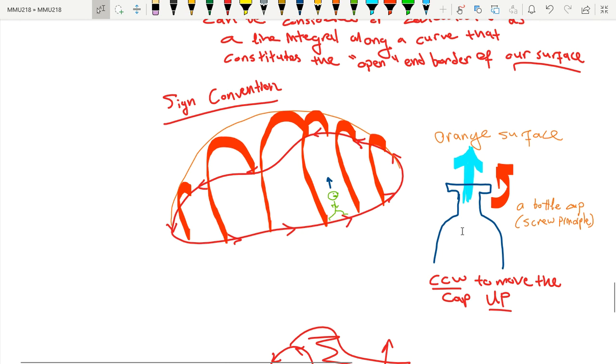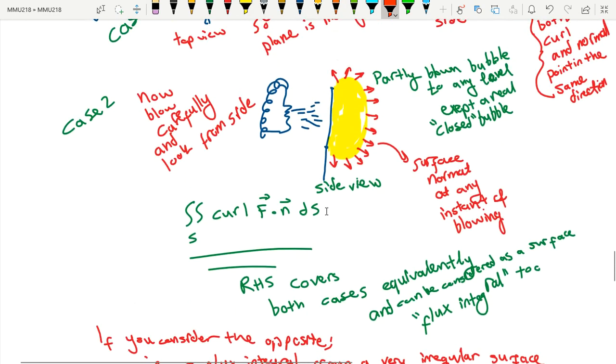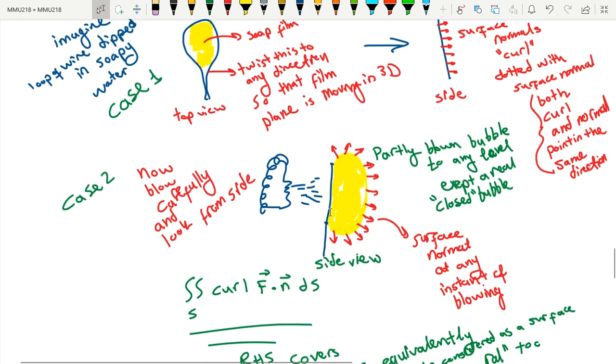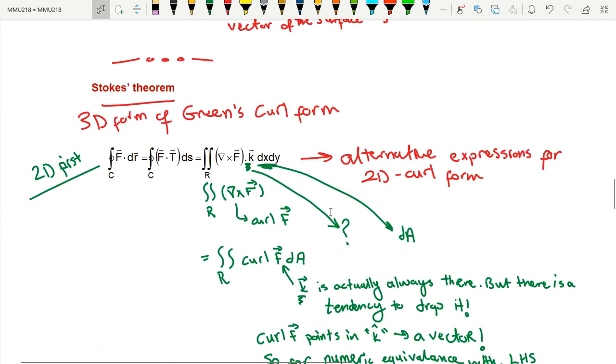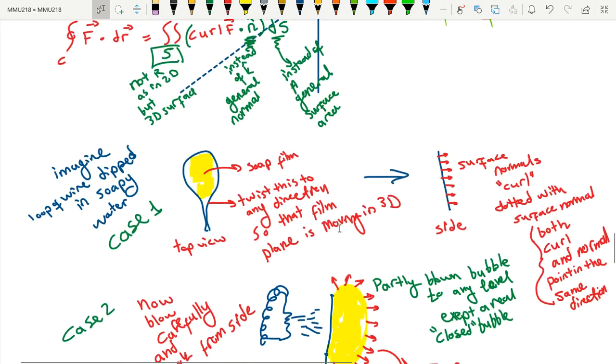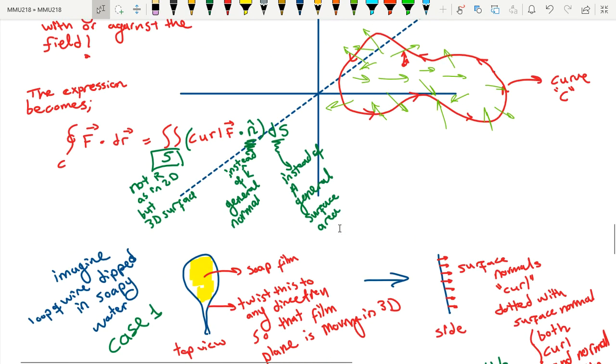You could remember it this way. If you have a PET bottle and you're opening it up, you know the screw principle: the counterclockwise direction will move that screw up, and that's our positive direction. This counterclockwise is our positive. So that's pretty much what we have with the three-dimensional form of our Green's curl form, or Stokes theorem. It has many uses.